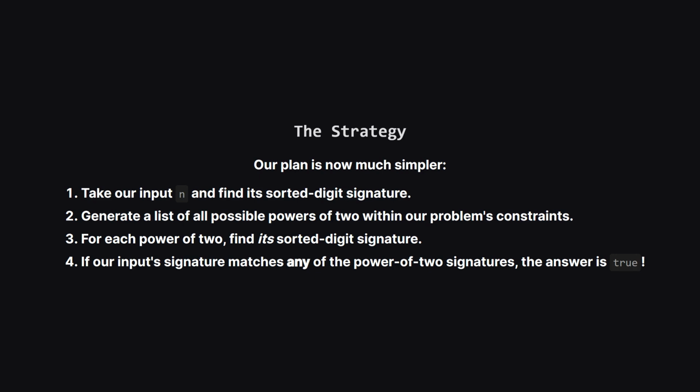So this gives us a clear and efficient strategy. First, we'll take our input number, n, and calculate its sorted digit signature. Next, we need a list of all the powers of 2 that are even possible. Then, we'll find the sorted digit signature for every one of those powers of 2. Finally, we just have to check if our input signature is in our list of power of 2 signatures. If we find a match, we've found our answer.